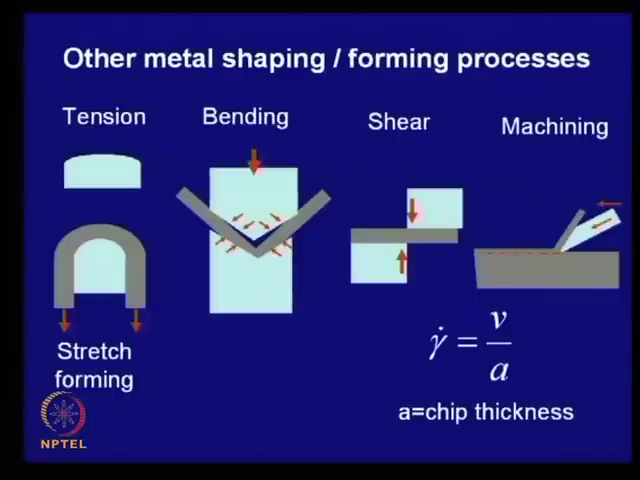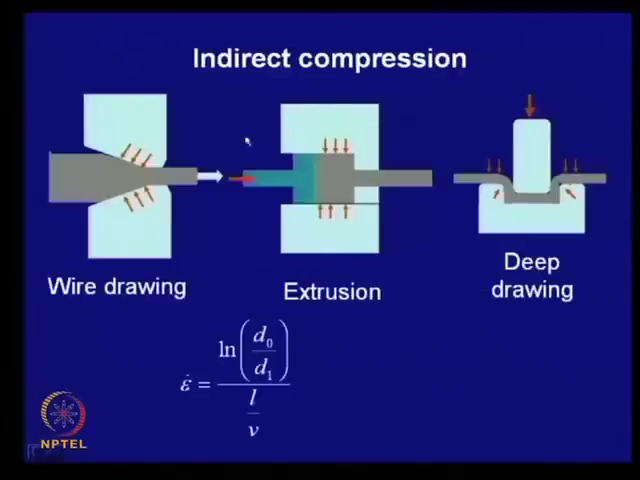Similarly, there are many other forms of metal shaping. The previous one is one of indirect compression. Here apparently we are applying tension, but the ultimate load is compression. Here also you are applying as if it is a compression, but here it is getting stretched. Although you are indirectly giving this compression, the state of stress here will be something different.